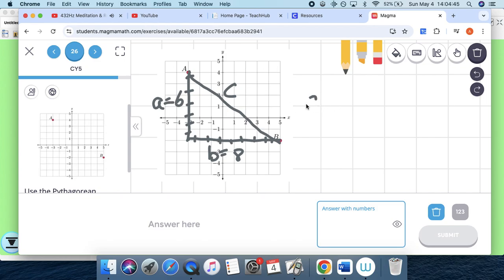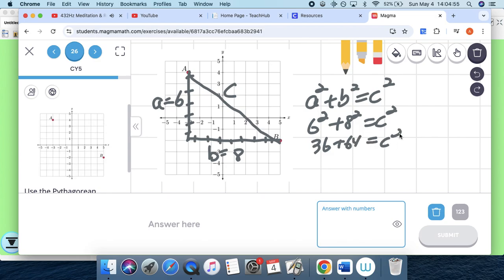All right, so A squared plus B squared equals C squared, so 6 squared plus 8 squared equals C squared. 36 plus 64 equals C squared, so we're going to get 100 equals C squared. Take the square root of both sides, and then C is, for us, 10.